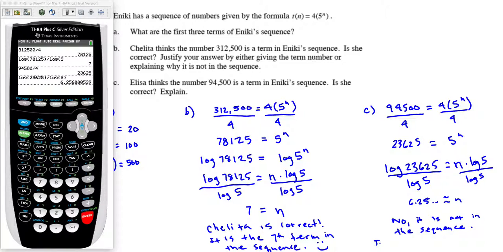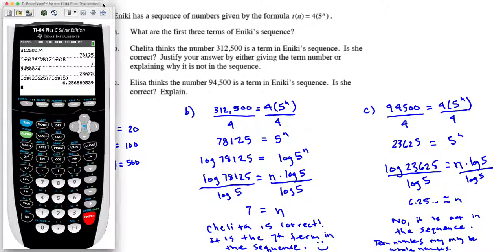So term numbers may only be whole numbers. It's actually more natural numbers, but we'll get into that another day.